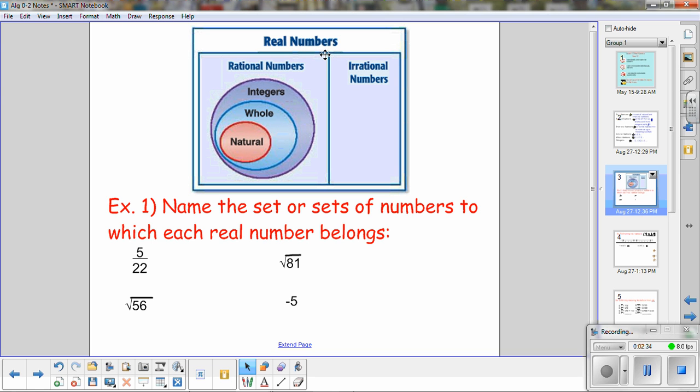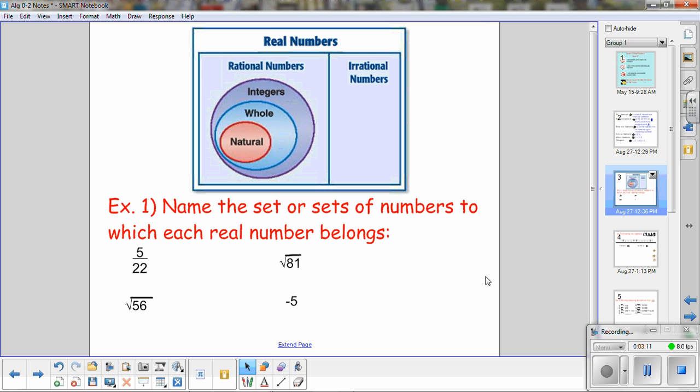Once you decide if a number is a rational number or an irrational number, you can then sometimes give it an even more specific name if it's a rational number. The way this chart works is that if a number falls here in the natural category, it's also a whole number, it's also an integer, it's also a rational number, and it's also a real number. If it's an irrational number, that number is also a real number, but nothing else.